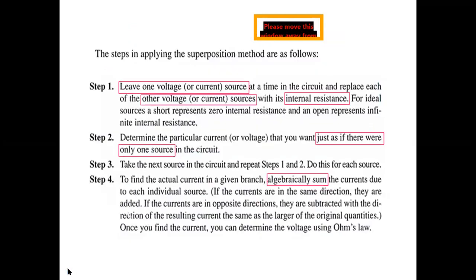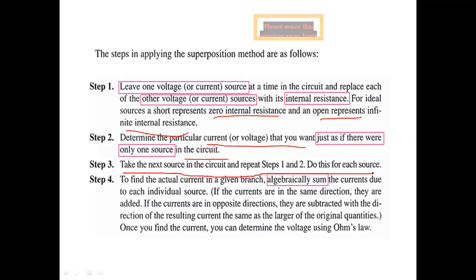These are the steps we will follow for calculating the currents in circuits for the superposition theorem. First step: leave one voltage or current source at a time in the circuit and replace each of the other voltage or current sources with its internal resistance. For an ideal source, a short represents zero internal resistance, and an open circuit represents infinite internal resistance. Second step: determine the particular current or voltage that you want as if there were only one source in the circuit. Step 3: take the next source in the circuit and repeat steps 1 and 2. Do this for each source.